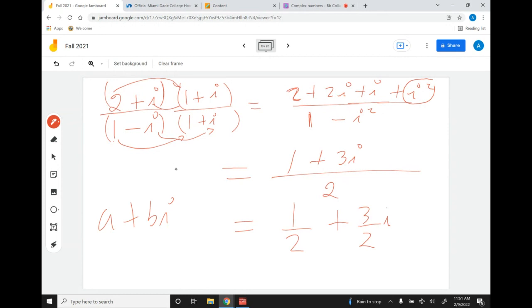Now the i should go in the middle, not below the line. You can put it above or in the middle, but never here. Don't put it there, because if you do, then that will mean something else. All right, so in this case, A is 1/2 and B is 3/2. So this is the real part and this is the imaginary part. The imaginary part will always contain the i. Okay, so this gives you an idea of how to multiply, divide, and subtract complex numbers.